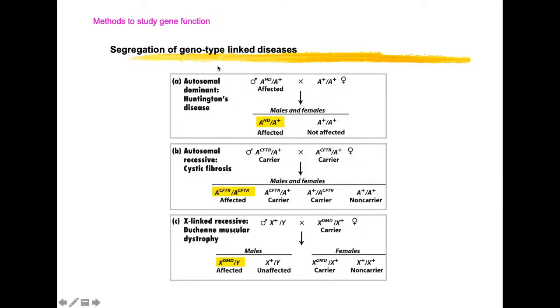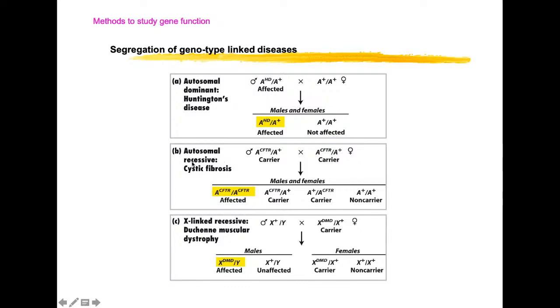So how does this segregation of genotype in linked diseases occur? Here we can see autosomal dominant, that is your Huntington disease. These ones are affected, this female, and this one is not affected. This is the female. And then when they are crossed, what you will see is that one generation will be affected, having HD here, Huntington disease, and the others will not be affected.